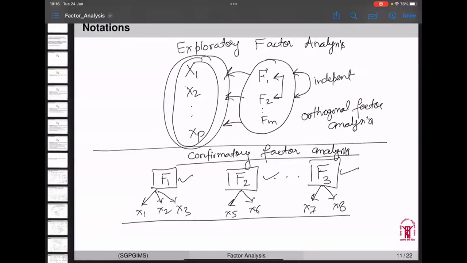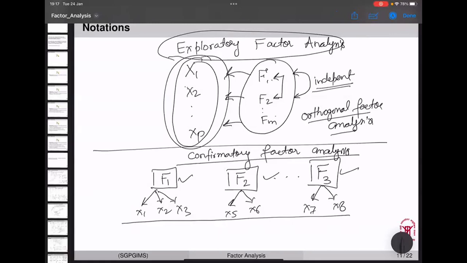Okay, now, actually, I was discussing exploratory factor analysis and confirmatory factor analysis. In exploratory factor analysis, we don't know how many hidden factors there are. We are exploring them. But in confirmatory factor analysis, the PI or the evaluator already knows how many factors there are. So today we will be focusing on exploratory factor analysis. That is what I have discussed. Okay. This exploratory factor analysis is also termed orthogonal factor analysis, because in this case, we say that F1, F2, FM are independent.